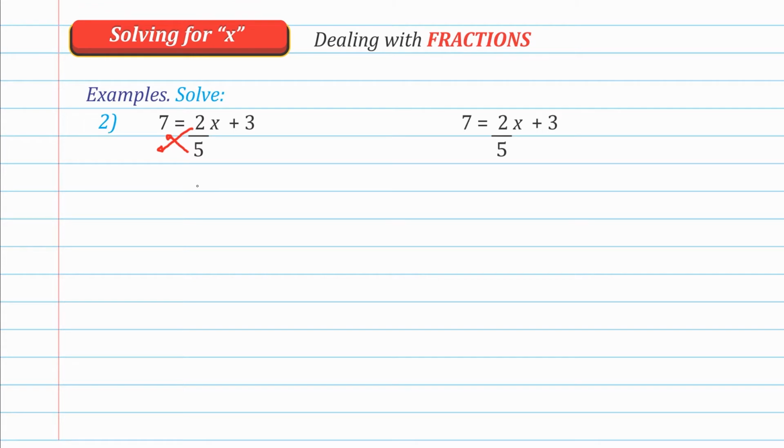Unfortunately, you cannot do that. The reason why you cannot do that is, notice, on the right side, we have a binomial. So if you have a binomial, 2 terms, you cannot cross multiply. You can only do that if you only have 1 fraction on the right side and 1 fraction on the left side. So please be careful.